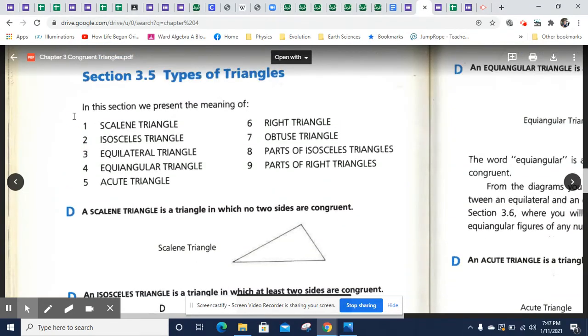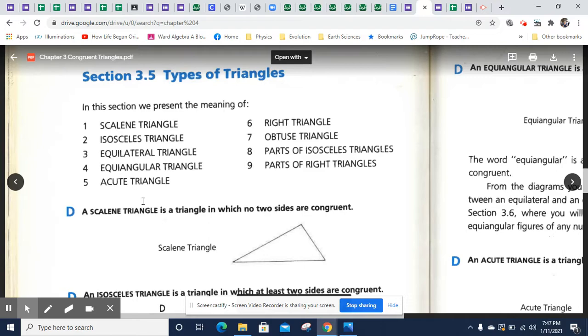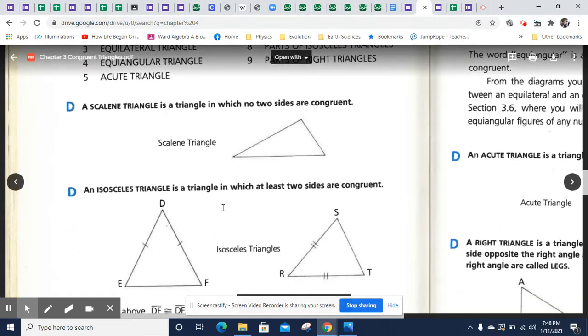I'm doing a short video on 3.5 types of triangles. Now, you've run into types of triangles already, and triangles can be sorted in a few different ways. You can sort them by their side lengths. A scalene triangle is a triangle that has no two sides that are congruent. An isosceles triangle is a triangle with at least two sides that are congruent.